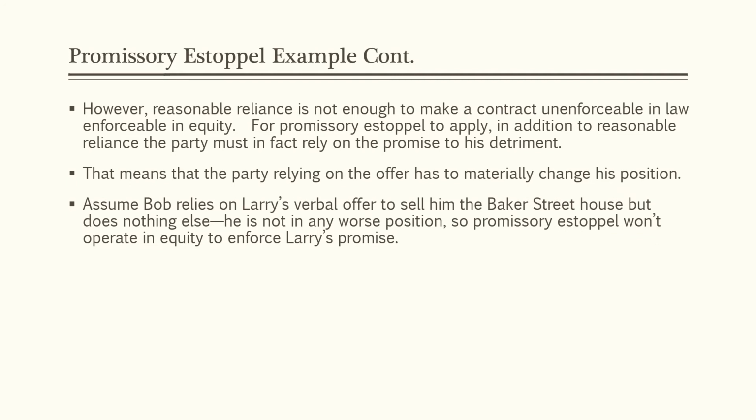Assume Bob relies on Larry's verbal offer to sell him the Baker Street house, but does nothing else. He is not in any worse position according to the law, so promissory estoppel won't operate in equity to enforce Larry's promise. In other words, if Bob just relies on it and thinks he has an offer in his back pocket, but does nothing else, he's not going to win in court.